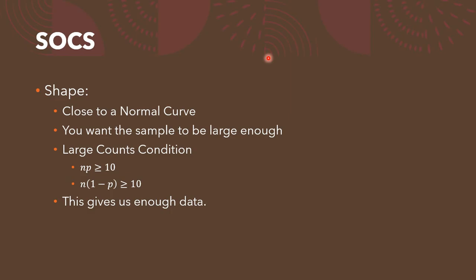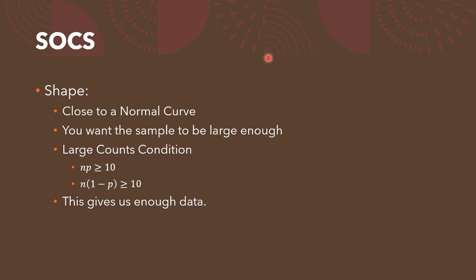We want the sample to be large enough, but not too large, and we'll get to that when we talk about the spread. The large counts condition is your check to make sure the sample is large enough. Since we're dealing with proportions, you multiply the sample size by the yes proportion and by the no proportion. Both of those need to be more than 10, so there needs to be at least 10 in both camps, either the yes side or the no side.